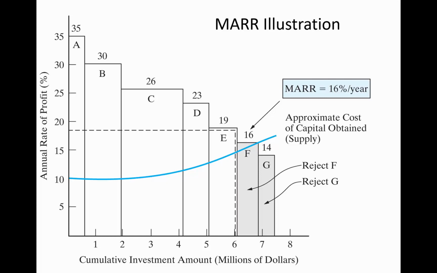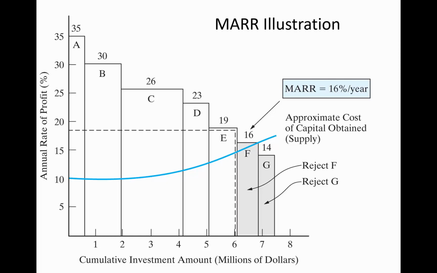Would it make sense to reject E since it's borderline, to basically reduce the amount that you're having to pay in interest? You're reducing the capital that you're borrowing, so you're reducing the interest to make more on the other projects? Okay, so that's an important question.